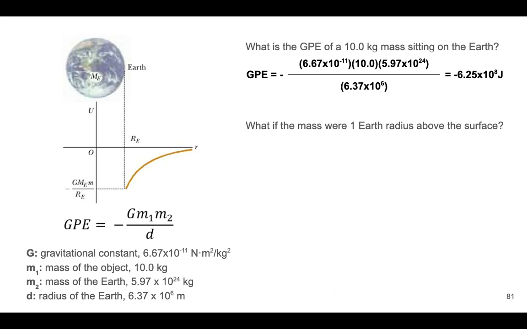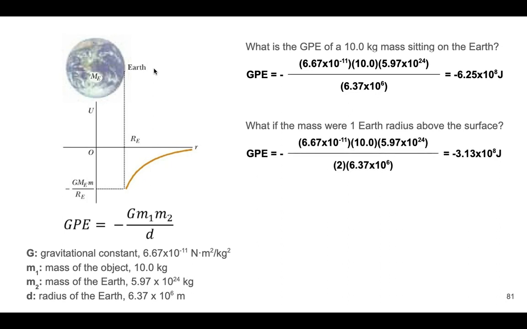So what if the mass were 1 Earth radius above the surface? Instead of being right here on the radius of the Earth, we are 1 Earth radius away. So we're starting off somewhere like this distance. You would use the exact same formula, only the distance, because we measure from the center, would be 2 Earth radii. So that's why the 2 shows up here. Your distance from the center would be 1 Earth radius to get to here, and then another Earth radius down to the center. So we get this number, which is half the size of this one and still negative.